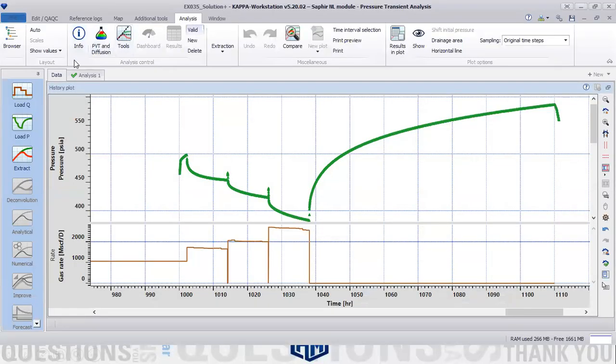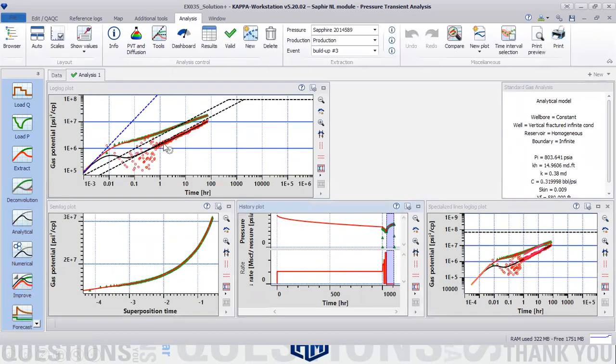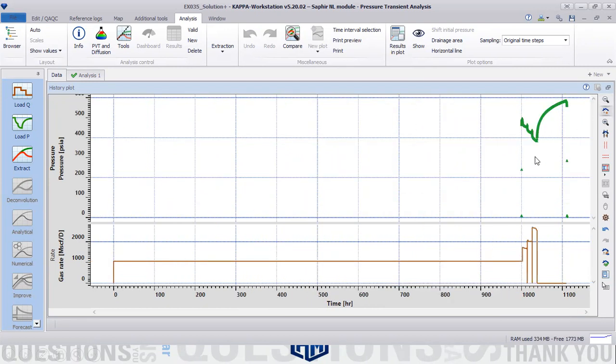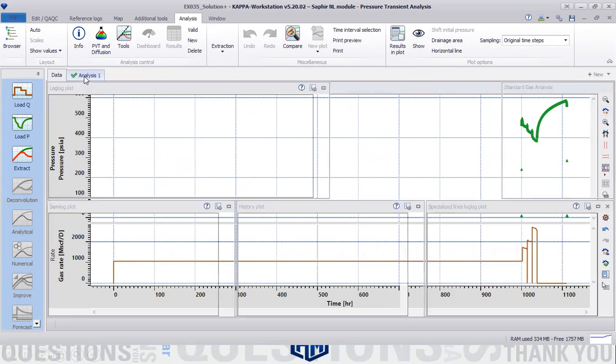Now a quick overview of these two exercises. This is the interface, as you can see, of Kappa Saphir. This is the data we have, the history plot. We have the pressure against time. As you mentioned, in PTA we have the controlling of the fluid, and we have this last build-up period, and this is the gas rate. So back to the interpretation, without going through the QC of data and loading of data and so on, due to the time limit of this webinar, I will go directly to interpretation.